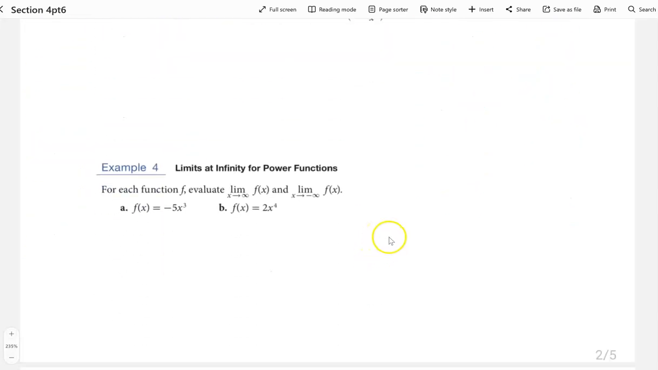So this is where you may want to pause the video, try these, and then come back and check your answers. So if we were to look at this first one, we're going to take the limit as x approaches infinity and the limit as x approaches negative infinity. We're doing this for negative 5x cubed.